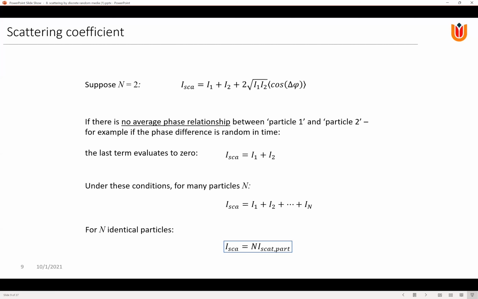So formally, if we have n is 2, then it would imply that the scattered intensity at the detector would be the intensity from particle 1, from particle 2, and then this cross term. But in reality, in tissue or any other sample, we never have just two particles. Sometimes we measure two particles in this configuration, sometimes we measure two particles in that configuration, and then the averaging over the detector response time takes place.